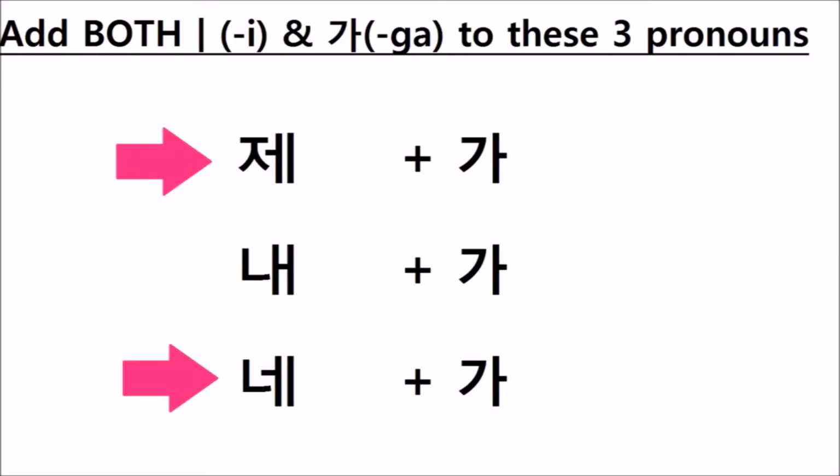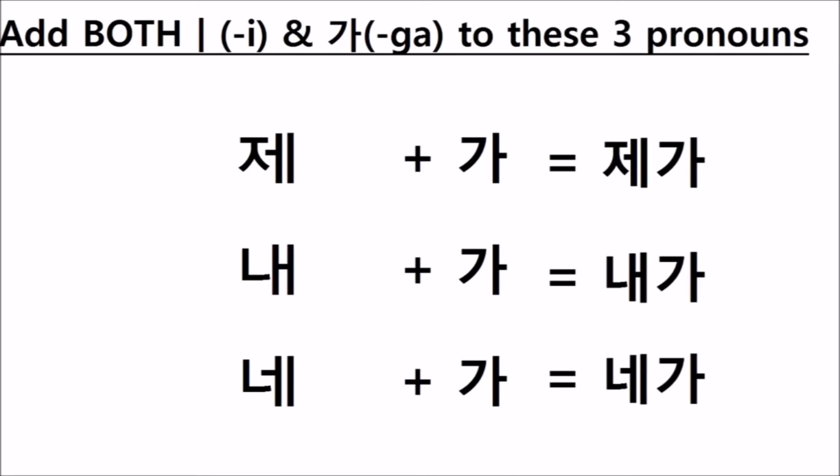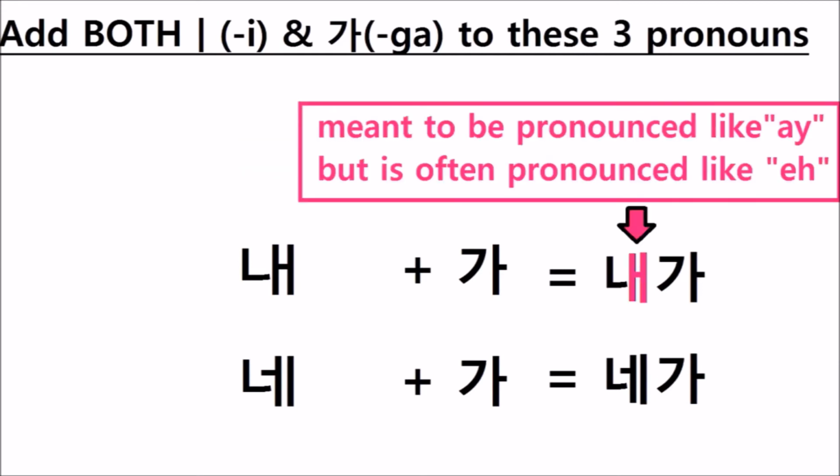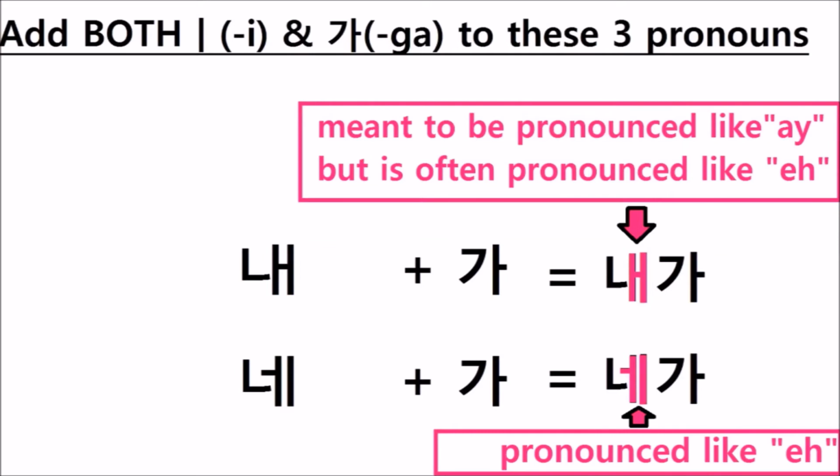The e joins the a in 저 and 느 to make e, and the e joins the a in 나 to make e. So we have 제가, 내가, and 내가. Remember learning about this vowel, a? It's meant to be pronounced a, but is often pronounced like eh. Well, you really don't want to get I and you mixed up. So having two very similar sounding words is going to get confusing.